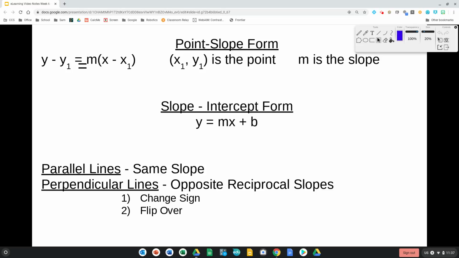So again, parallel lines, they don't change. Perpendicular, you change the sign, you flip it over. So you might want to write that down so that you've got that to look at as you're working through the lesson today.